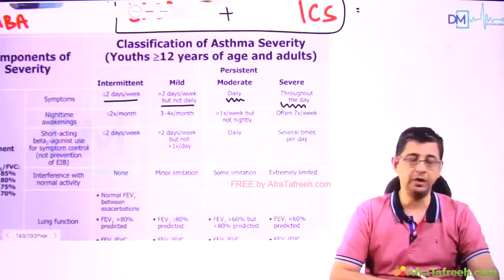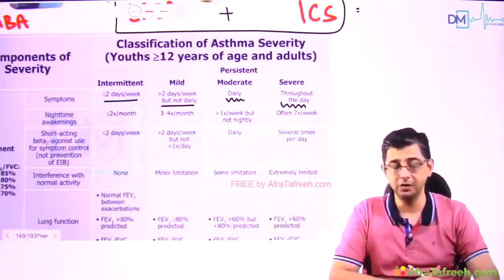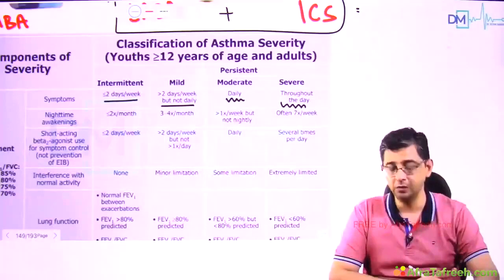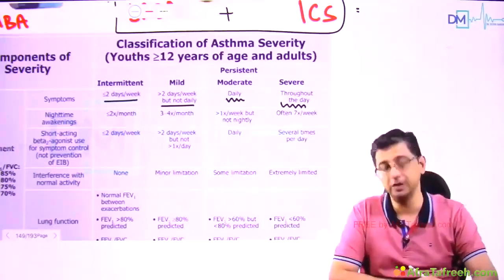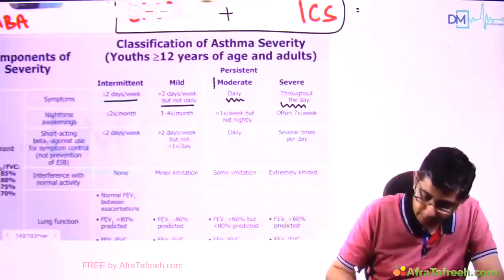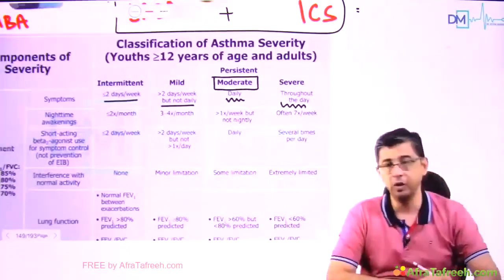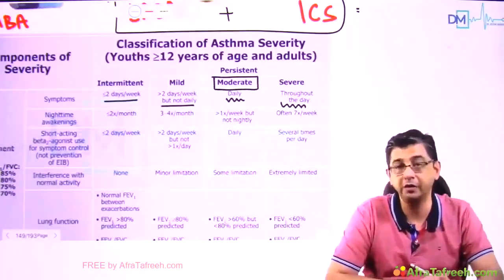If you say intermittent asthma, as the English term goes, it would be less than 2 attacks in a week. Mild is more than 2 attacks in a week, but it should not be daily. If it is daily, it is moderate asthma. So if you remember moderate, I think you can remember both sides of the spectrum. Moderate asthma attacks basically mean daily attacks in a patient.